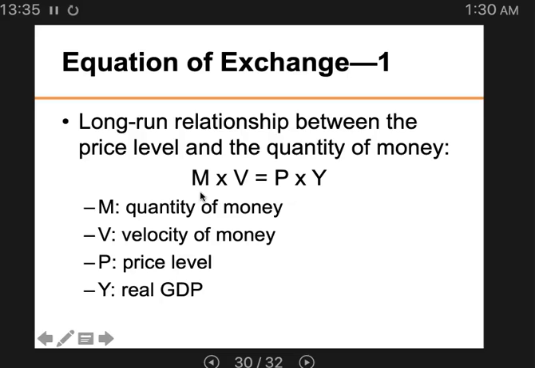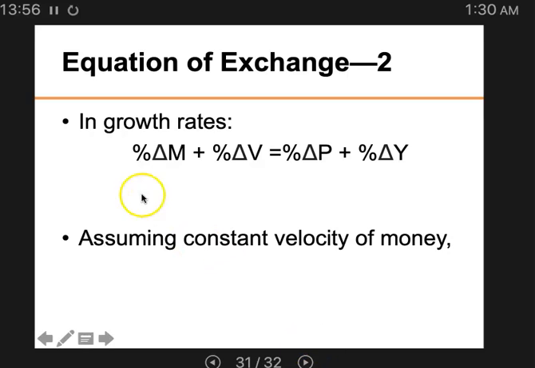For this reason, the equation of exchange is actually an identity. By definition, it's an identity. It's not showing something fancy. Now, when you distribute the percentage change through this formula, in the growth rate form, it looks like this: the growth rate of the money plus the growth rate of the velocity should equal the growth rate of the price level, which is the inflation, plus economic growth.